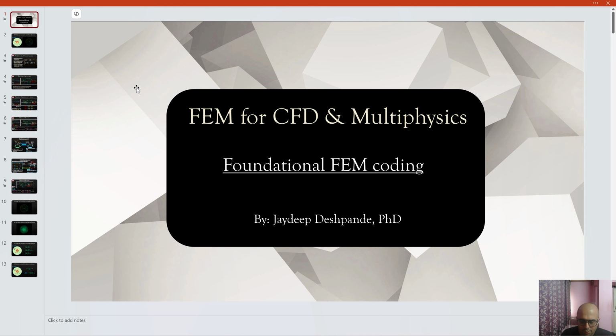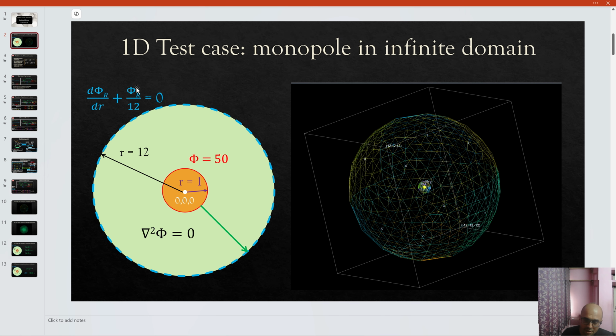Hello and welcome back. So now let's start off with the first test case. So this is a very simple one. You could think of it as a monopole in an infinite domain, but you could also think of it as heat diffusion from a sphere in an infinite domain, or you could think of it as a spherical pellet which is diffusing solute into the media around it, right?